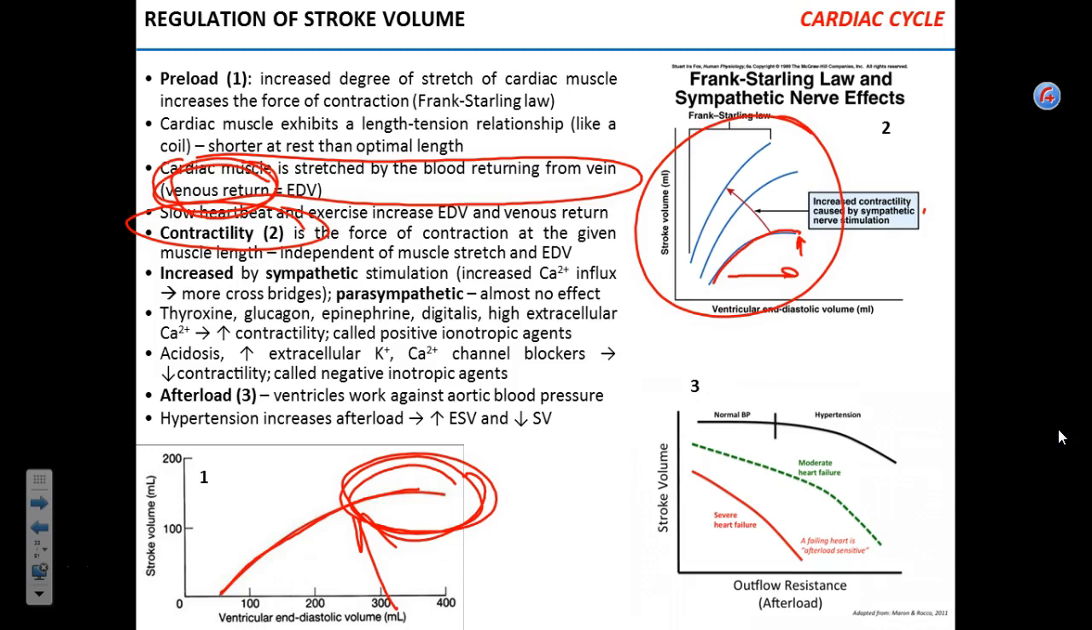Now that's basically entirely sympathetic. So sympathetic stimulation of the heart increases the amount of calcium that enters the cardiac muscle. The more calcium you have, the more cross bridges will be formed between actin and myosin fibers. The more cross bridges, the stronger the contraction. The parasympathetic system has practically no effect on contractility. Does that make sense? Evolutionarily, why do you think the parasympathetic system would have no effect on contractility?